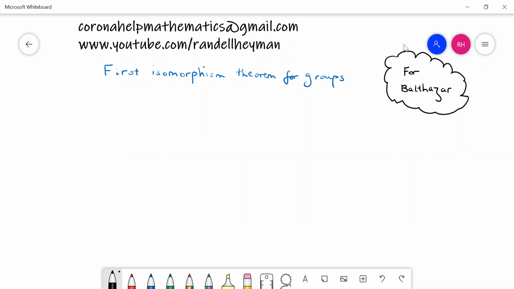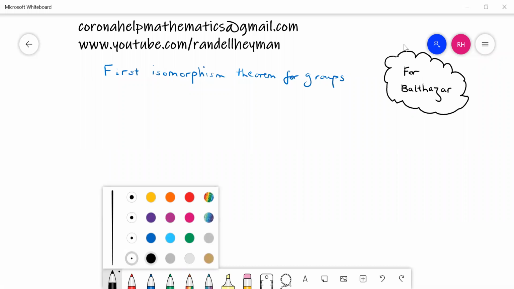He asked me to do something on the first isomorphism theorem for groups with a real example. So I'm happy to do that. Let's start by writing up what the theorem is, and here I'm just going to use straight out of the book Fraleigh on algebra.